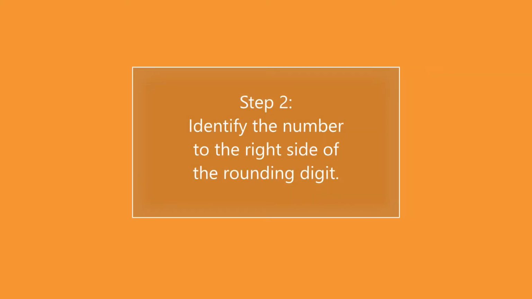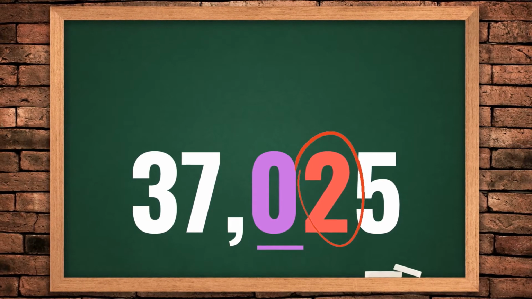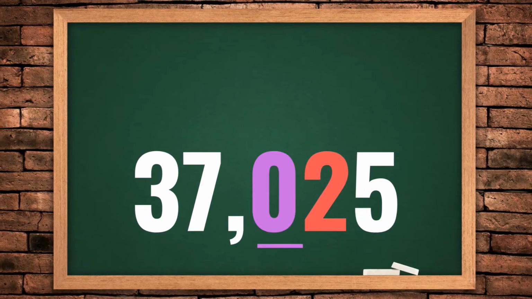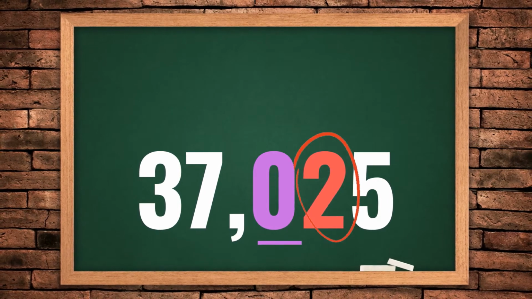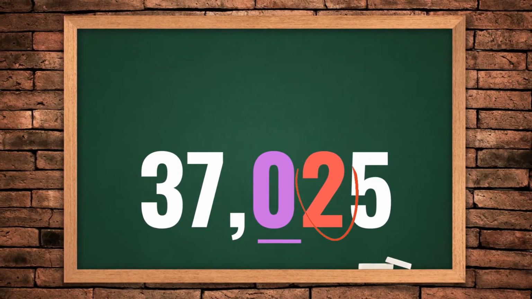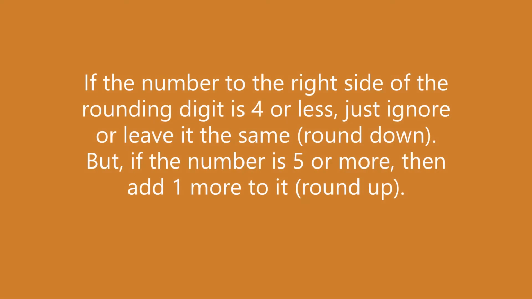Step 2. Identify the number to the right side of the rounding digit. In 37,025, the number to the right side of the rounding digit, which is the number 0, is 2. Step 3. Apply the general rule in rounding off numbers. If the number to the right side of the rounding digit is 4 or less, just ignore or round down. If the number is 5 or more, then add one more to it or round up.